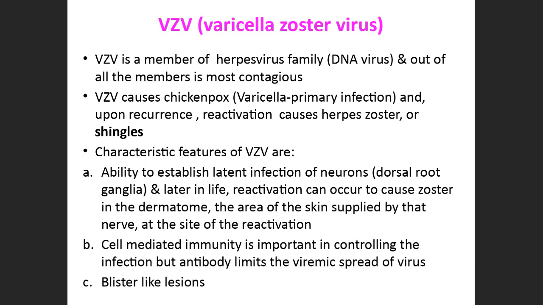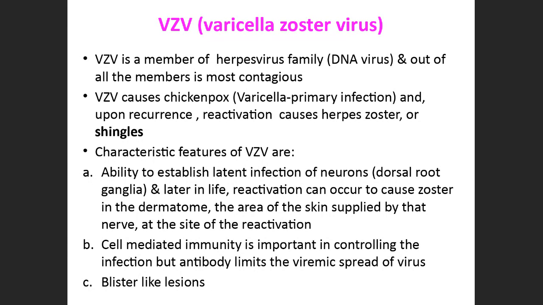Characteristic features of this virus are what it does. It has an ability to establish latent infections of neurons later in life. In childhood, if a person is getting chickenpox, later, after so many years, that virus can be reactivated to cause this herpes zoster. And it has a characteristic feature. It occurs in the dermatome, the area of the skin supplied by that particular nerve. You will see the lesions in that dermatome only. And the cell mediated immunity is definitely important in controlling this infection.